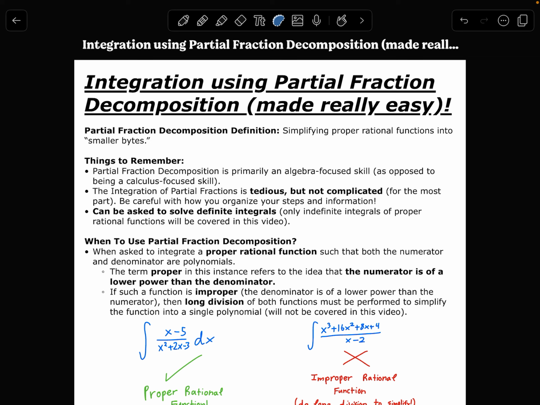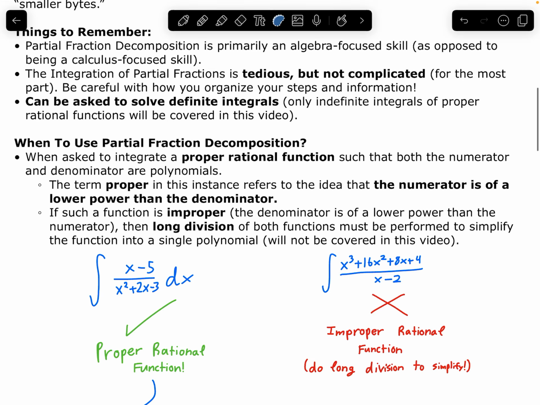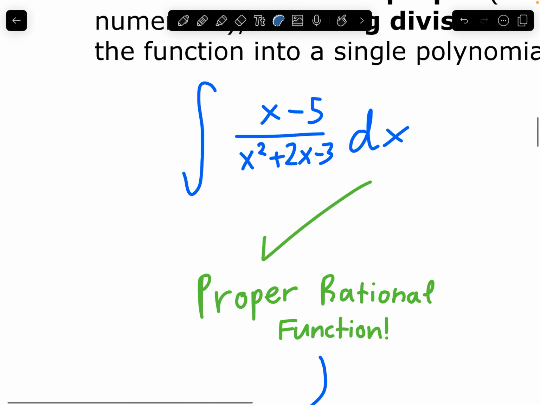So just to start off, what does it mean to decompose a fraction? What does the term partial fraction decomposition even really mean? The main idea behind it is you're simplifying what we call a proper rational function into, as I worded it, smaller bites. You're really simplifying it down into smaller fractions. This is what's known as a proper rational function. I'll go a bit more into that in a bit.